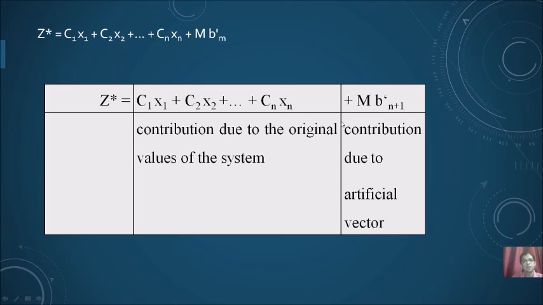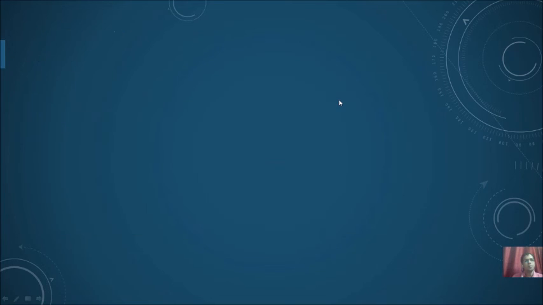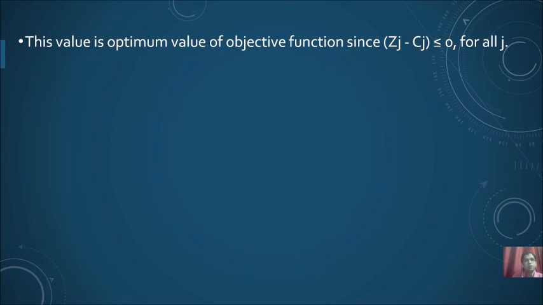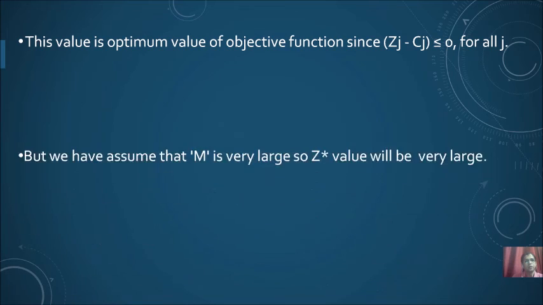Beyond xn are the artificial variables. Out of that, the first artificial variable, xn plus 1, is present at the positive level, and the value of that xn plus 1 is b dash n plus 1, and therefore in the objective function its contribution will be M into b dash n plus 1. So this is your contribution due to the original variables in the system, and this is the contribution due to the artificial vector. In other words, z star will be equal to this value. Since Zj minus Cj is less than or equal to 0, z star is your optimum value of the objective function.